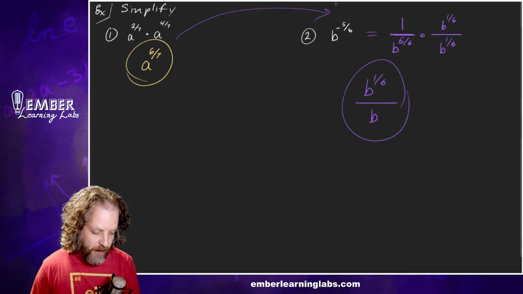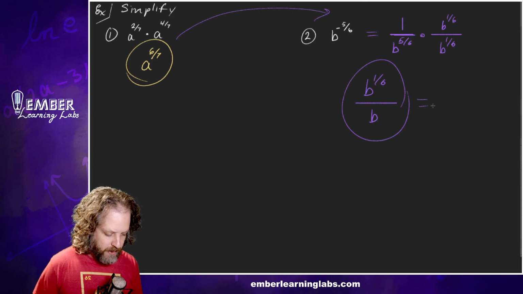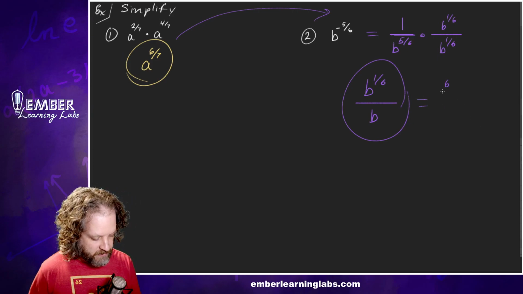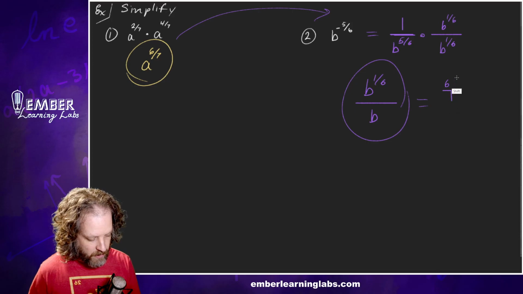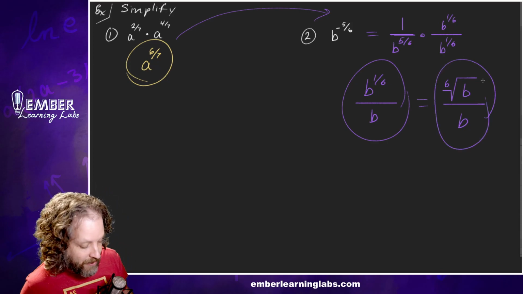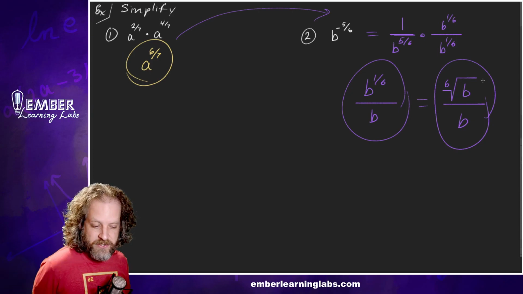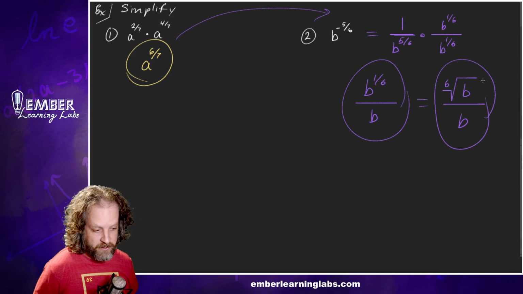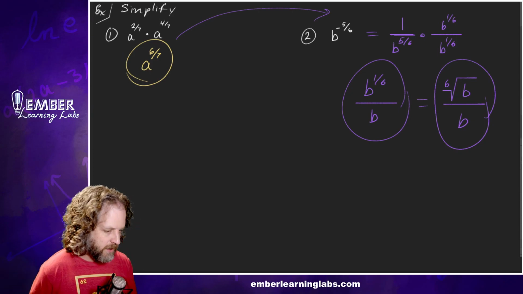If the instructions said write your answer in radical form, then we would just convert this to the 6th root of b over b. Right? So either one of those would be the correct answer, or if it told you what form to write your answer in, you'd have to do it in that particular form. Easy peasy. We've already done a bunch of examples.